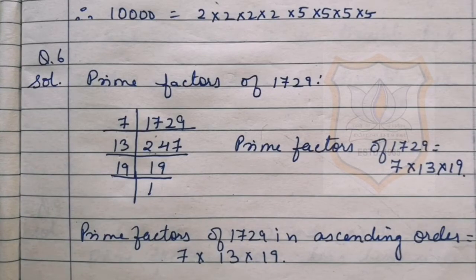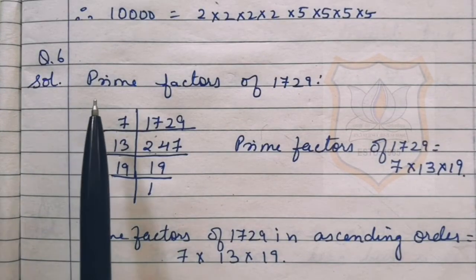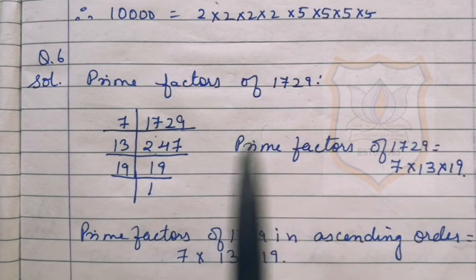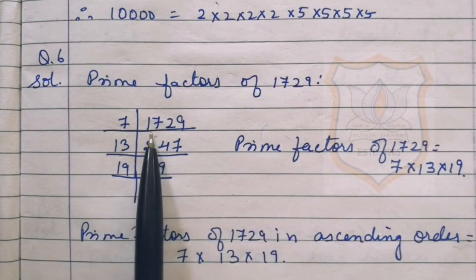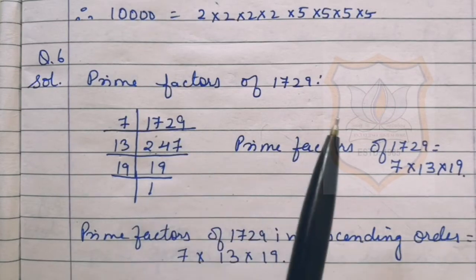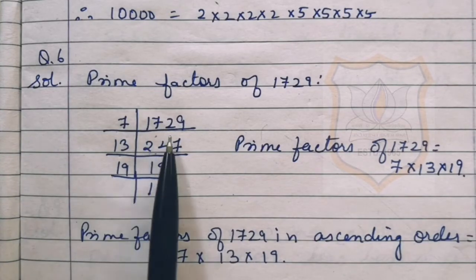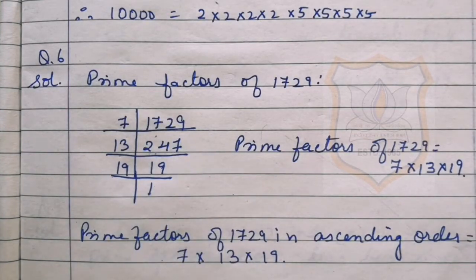Solution for sum number 6. Students, first we have to find out the prime factors of 1729. For this we will write 1729 here. We will use the division method to find out the prime factors. Students, here you can use the rules of divisibility to find out 1729 is divisible by which number.